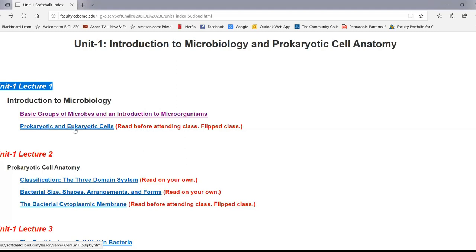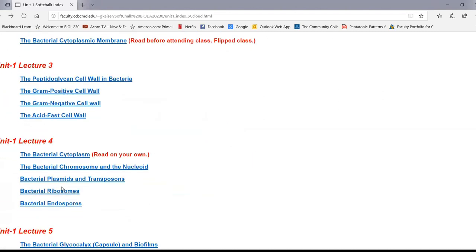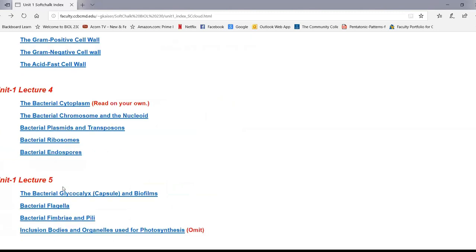So on the day when that lecture is scheduled, it's your responsibility to go through these SoftChalk lessons, answer the objectives, learn and understand them. The next lecture in our first week classes says Unit 1, Lecture 2, so that day we'd be covering these three SoftChalk lessons: the three-domain system, bacterial sizes, shapes, arrangements, and forms, and the bacterial cytoplasmic membrane. The next lecture will cover these four SoftChalk lessons, the next lecture these SoftChalk lessons, etc. And notice that it takes us 5 lectures to complete Unit 1, which is actually our longest unit during our semester.